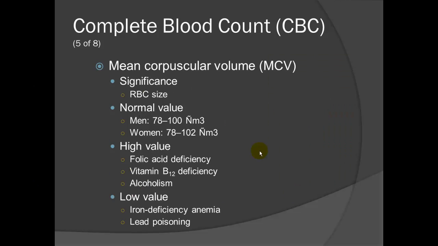Mean corpuscular volume. Significance is the size of the red blood cell. Normal value in men should be 78 to 100 nanometers cubed. In women, 78 to 102 nanometers cubed. A high value would say folic acid deficiency, or vitamin B12 deficiency, or alcoholism. A low value, iron deficiency anemia, or lead poisoning.